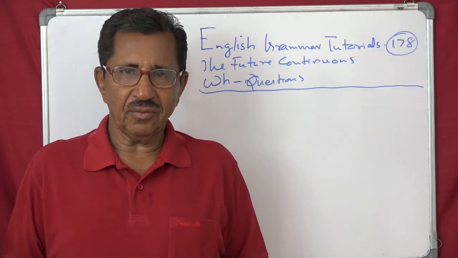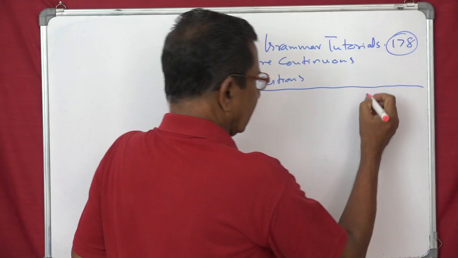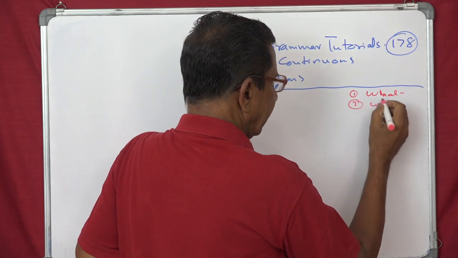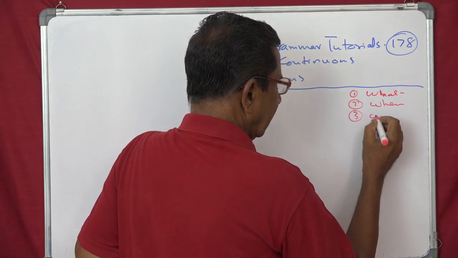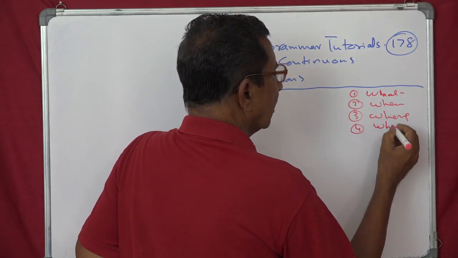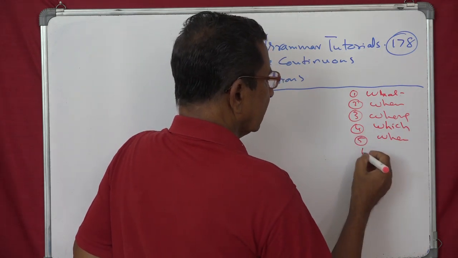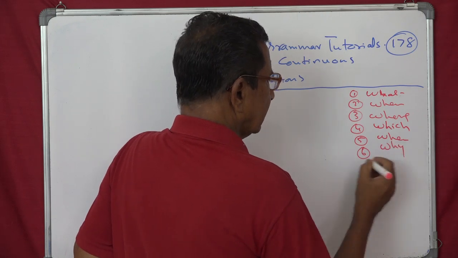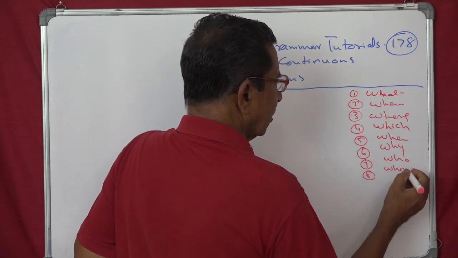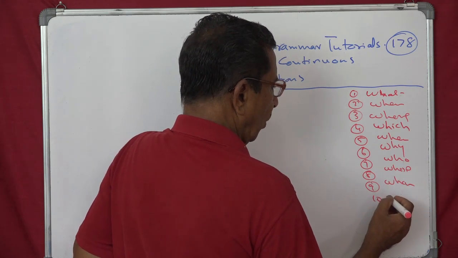Now you see, once again I would like to call your attention to all the WH words in English. Let's begin with what. First one is what, then what is the next one? What, then when, 3 where, 4 which, 5 when, 6 why, and 7 who, 8 whose, 9 whom, 10 how.